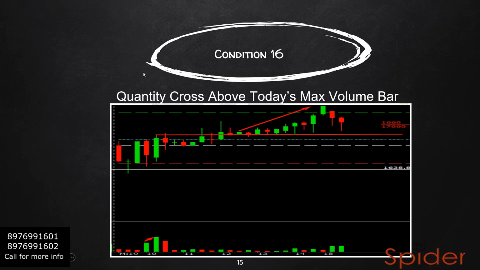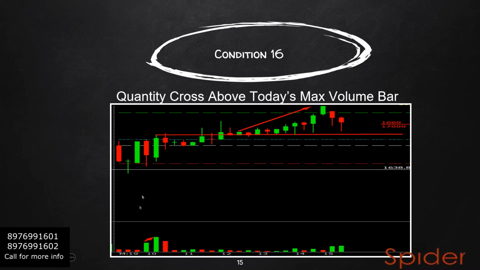Next is condition 16, quantity cross above today's maximum volume bar. In this one, you can run this scan not in the morning, but you can expect to run it after 10:30 in the market, because if you run it in the morning, you get multiple stocks, as the first candle itself will be considered a high volume bar, because it hasn't formed any volume bar until now. So basically, you have to run this after 10:30, and whatever the volume bar before 10:30 was, if any volume bar breaks that volume on an intraday basis, you can expect to buy that particular stock.